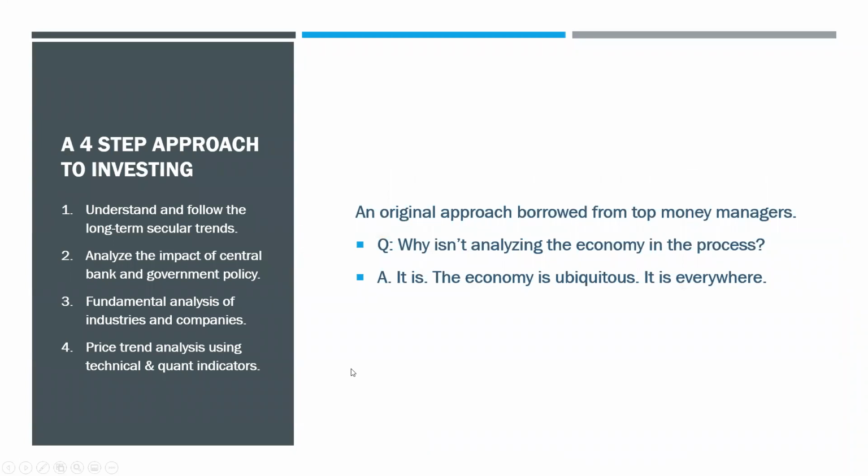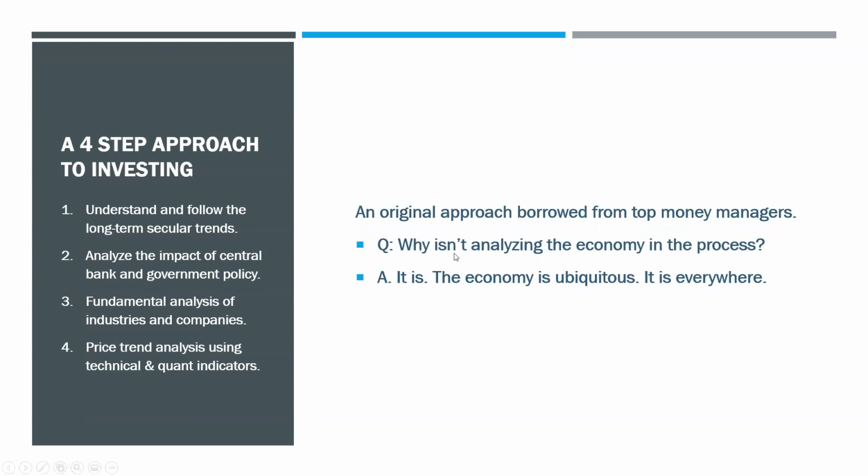In any case, our investment process. What do we have? We have a 4-step investing process. We want to understand and follow the long-term secular trends, analyze the impact of government and central bank policy, do fundamental analysis of industries and companies, and then do price trend analysis using technical and quantitative indicators. This process is an original approach that I stole from somebody else. In fact, some of the top hedge funds and money managers in the world go through this process, and they seem to have done very, very well. I don't even remember the names of the 2 or 3 firms that I found doing this years and years ago anymore, but they were big funds that were killing the market.